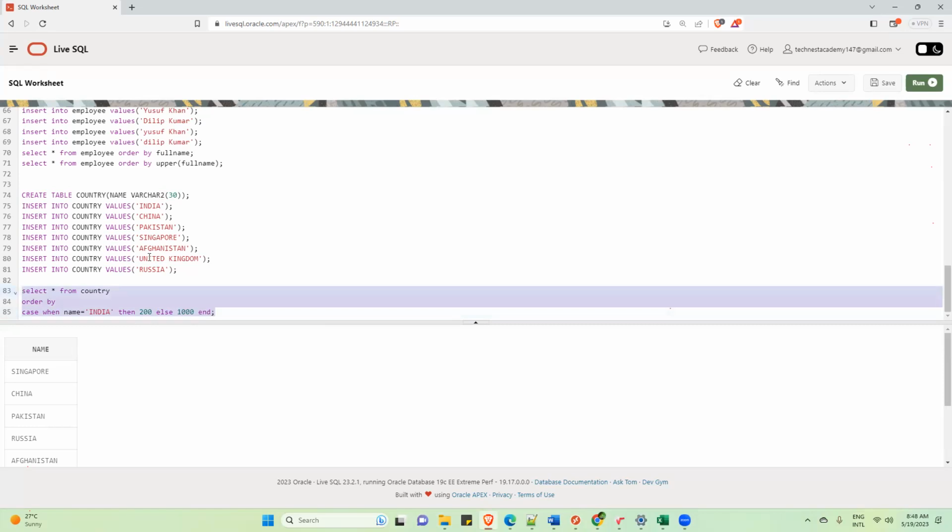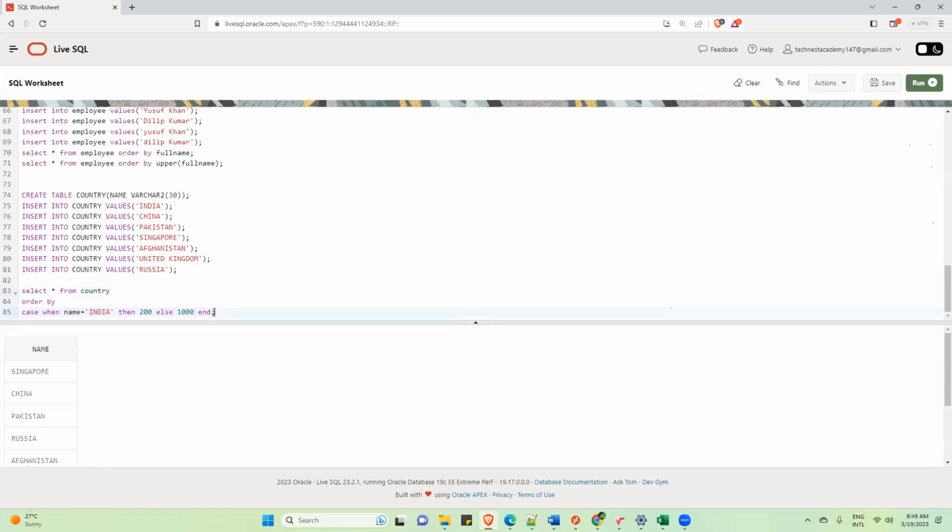India will be on the top and the remaining will be at the bottom. Okay, what is the meaning of this query? What will happen here? India will be placed in the first bucket, number 200. Bucket number 200, you will have India. And all the remaining records will be in bucket number 1000. Good. The remaining countries will be in bucket number 1000.